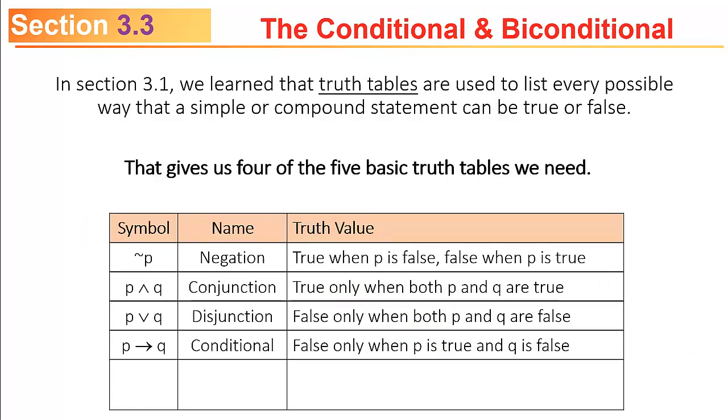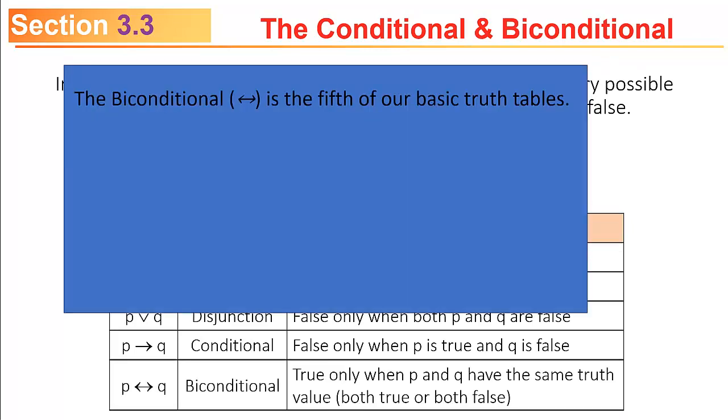Now we're up to 4 of the 5 basic truth tables we will need to complete our study of logic. We started out with the conjunction and disjunction in section 2. We added the negation. Now we're adding the conditional. The 5th one is called the biconditional. Notice that the conditional is an arrow pointing to the right. The biconditional symbol is an arrow pointing in both directions, or a double-headed arrow.